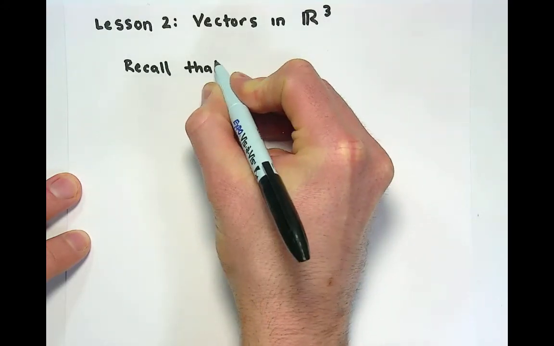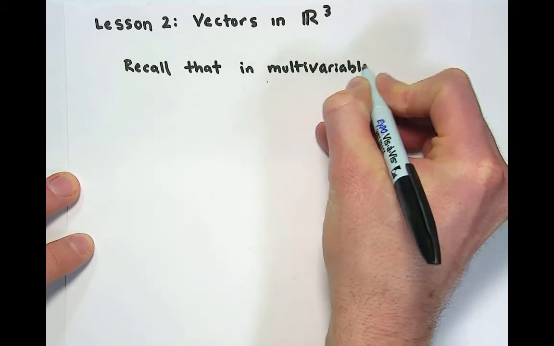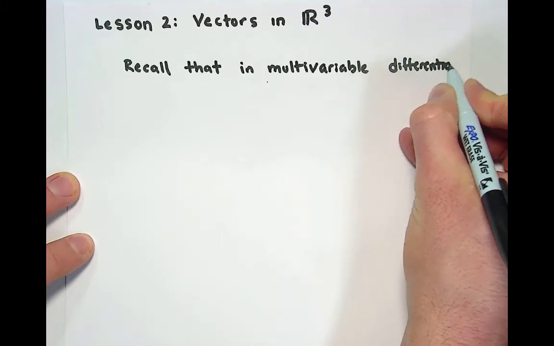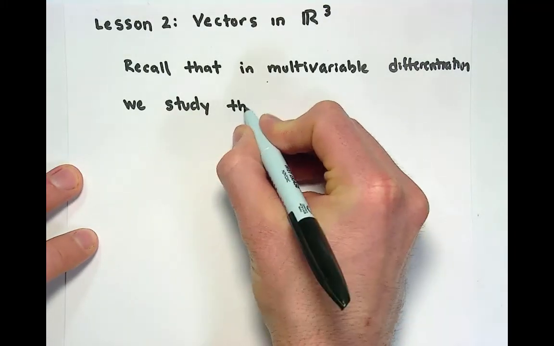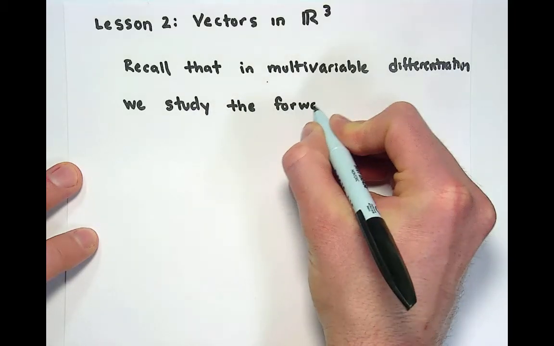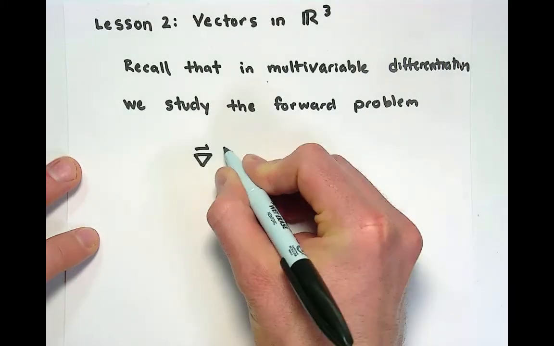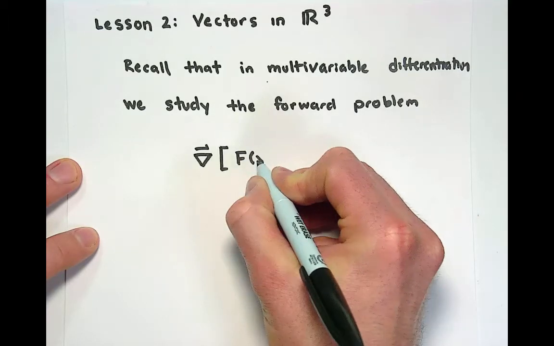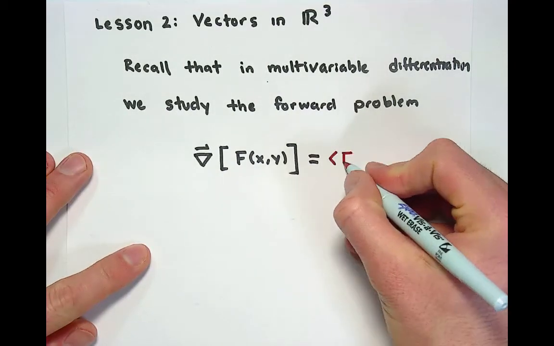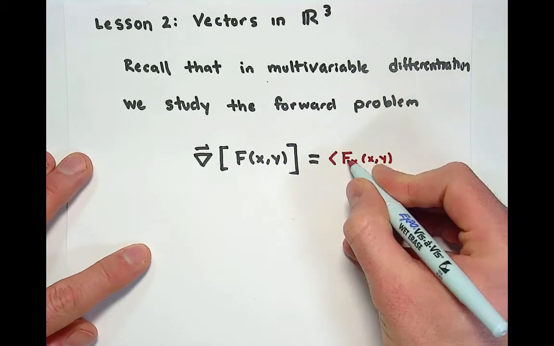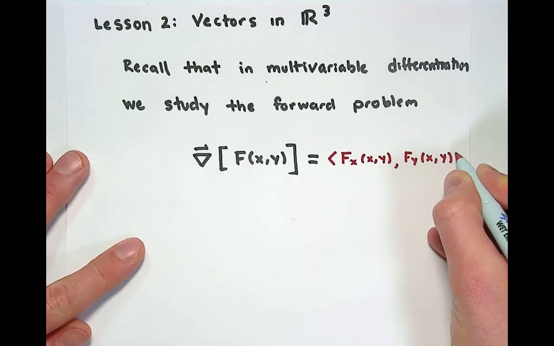of differential calculus in multiple variables was to study the forward problem of multivariable differentiation, which was to take the gradient operator applied to a multivariable function and produce a vector-valued derivative where the first component of this vector is the partial derivative of capital F with respect to x, and the second component is the partial derivative of capital F with respect to y.